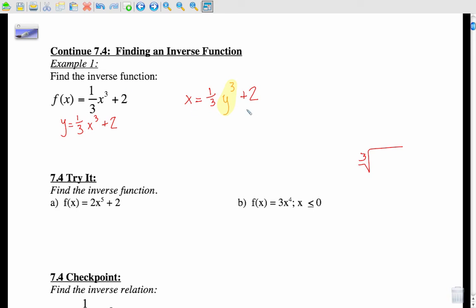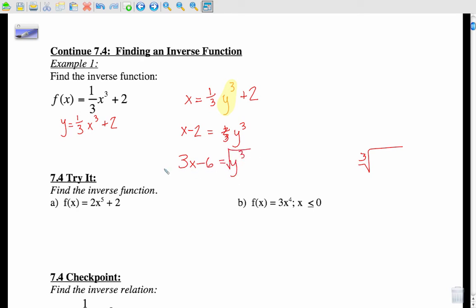How I'm going to do that is I'm going to start with subtraction. I'm going to subtract 2 from both sides. So I end up with x minus 2 equals 1/3 y cubed. Now to get rid of the 1/3, I'm going to multiply by 3, so that will cancel it out. Take everything over here times 3, you get 3x minus 6 equals y cubed.